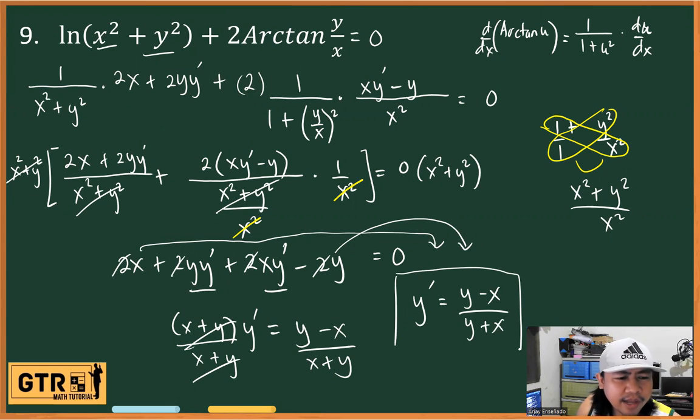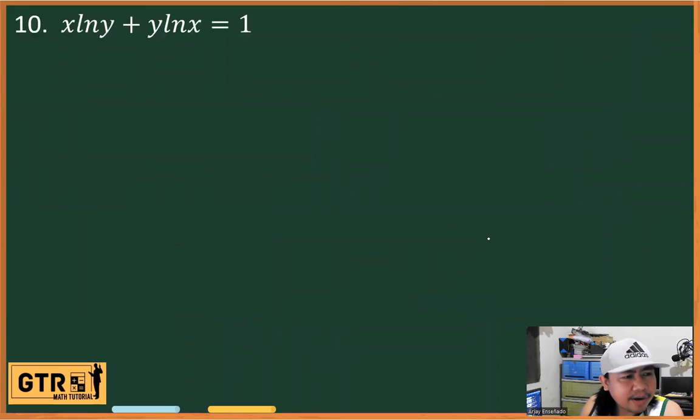Parehas y yung nauna. Okay? So that is the final answer. So last number, number 10. So we have x ln y plus y ln x.